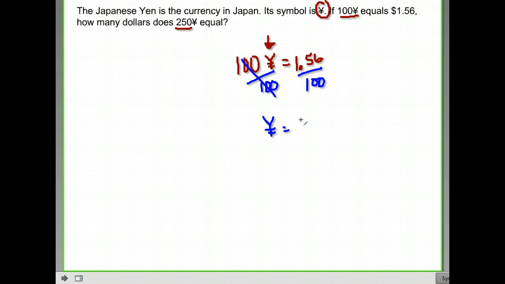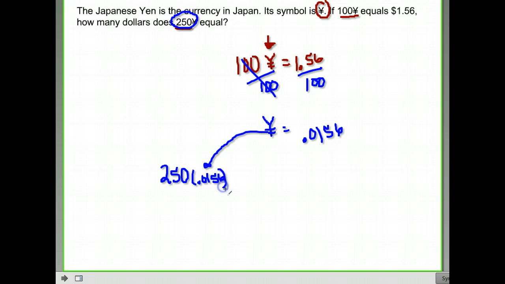Okay, so 1 yen is equal to 1.56 divided by 100, which is 0.0156. Okay, so then when we're up here and we're asked how much is 250 yen, we take 250 times, and the yen would go here, and we know it's $0.0156. So go ahead and do that multiplication, and we will know exactly how much money we have there. When we have 250 yen, that's $3.90. You get 3.9, $3.90.